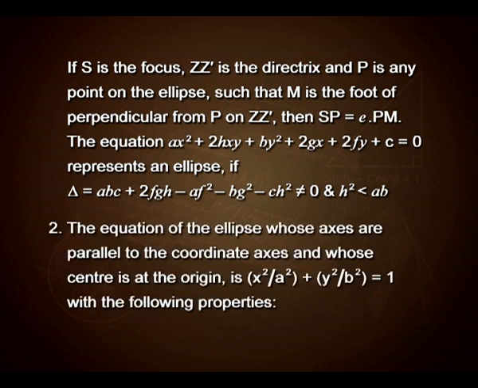The equation of the ellipse whose axes are parallel to the coordinate axes and whose center is at the origin is x square upon a square plus y square upon b square is equal to 1 with the following properties.